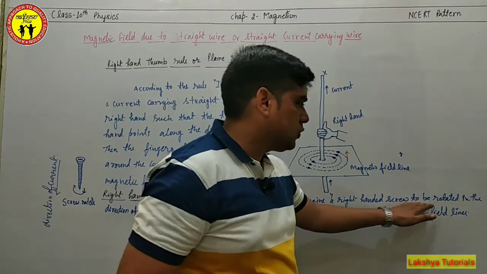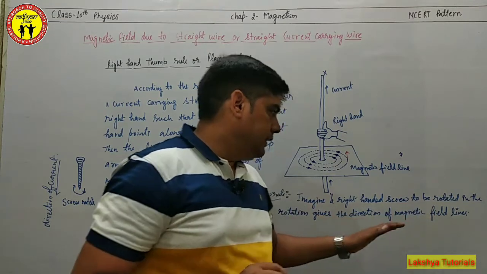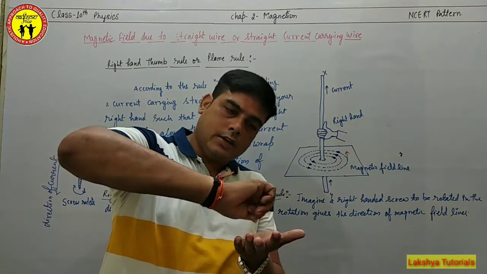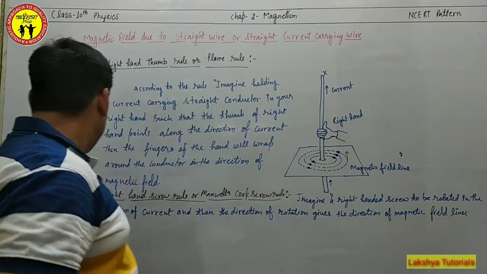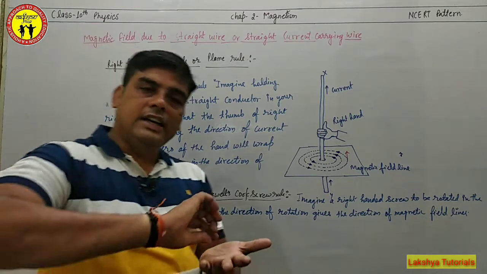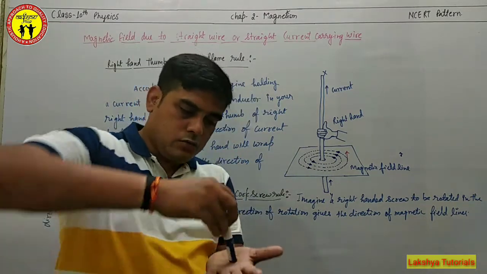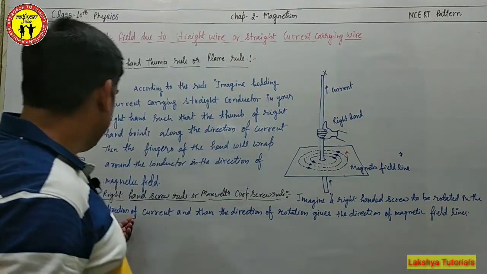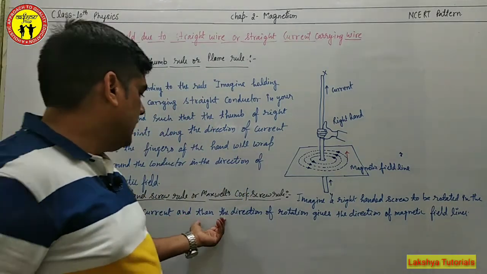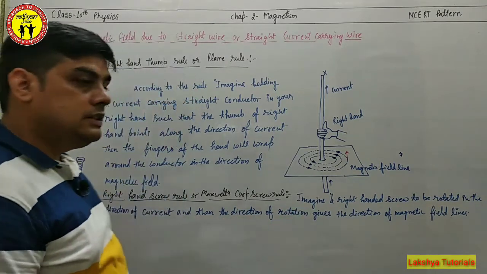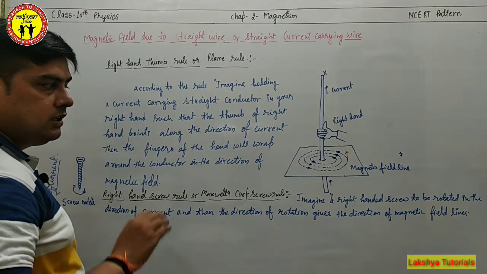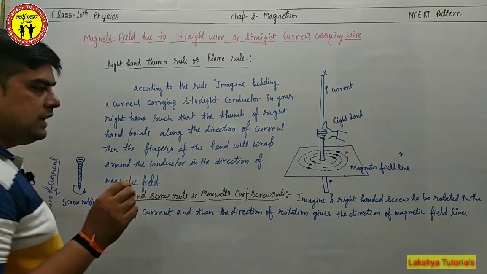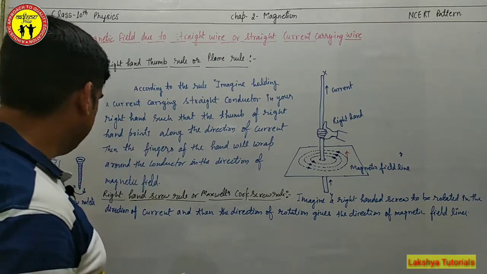Imagine a right-hand screw to be rotated. एक राइट हैंड से स्क्रू रोटेट कराया जा रहा है कुछ इस तरीके से, to be rotated in the direction of current. करंट की डायरेक्शन में उसको रोटेट कराया जा रहा है. मान लिया अगर ये स्क्रू है तो ये इस तरीके से रोटेट कराया जा रहा है, माने ये नीचे की ओर रोटेट कराया जा रहा है in the direction of current, and then the direction of rotation gives the direction of magnetic field.